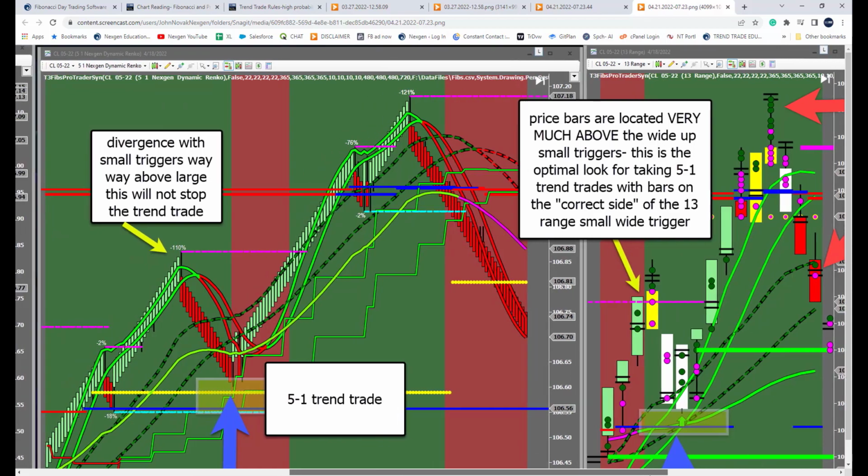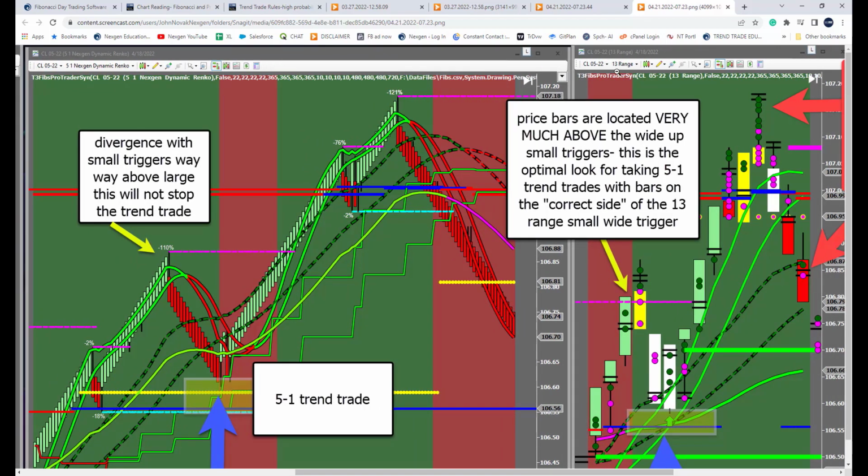And again, look, on the 13 range chart, price bars are located completely above all of the triggers and the small triggers are going up strong. And again, I like to get as close to the small triggers going up as I can. Usually it acts as a springboard in conjunction with whatever areas are on your 5-1 chart. And typically things work out really well when every trigger on every chart is going your way. And that's the short version of my trading plan right there.